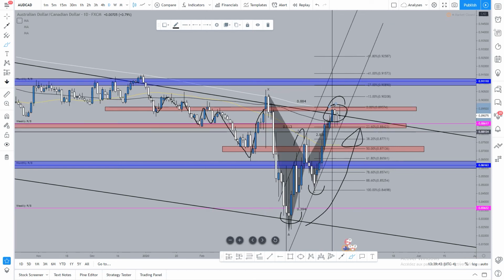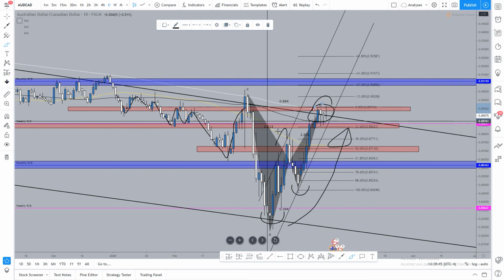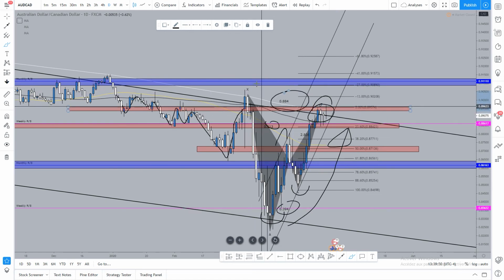After that, we have our harmonic pattern with the 0.5, the 0.382, and then the 0.886. So a harmonic pattern that adds confluence, and the last one is the 200 MA. So 3 confluences on this zone here, on top of the support and resistance.